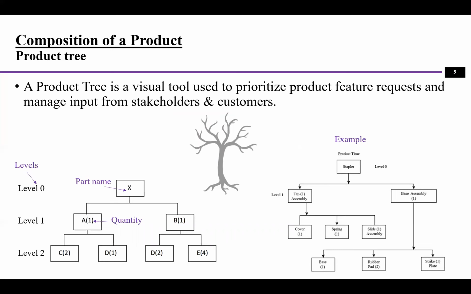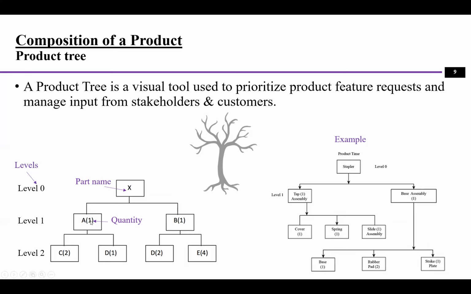That leads us to a concept called the product tree. And how do we draw a product tree? Typically, a product tree is a visual tool used to prioritize product feature requests and manage input from stakeholders and customers. A product tree typically starts with a product name, which is at the very top level. And then you look at what the level 1 components are, which means some major parts or major modules of the product.